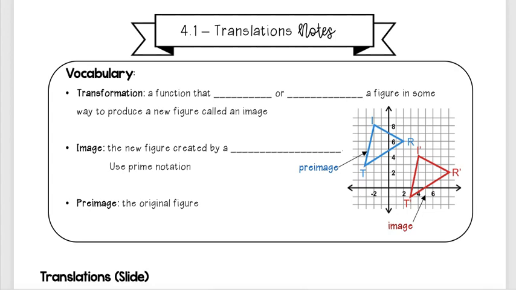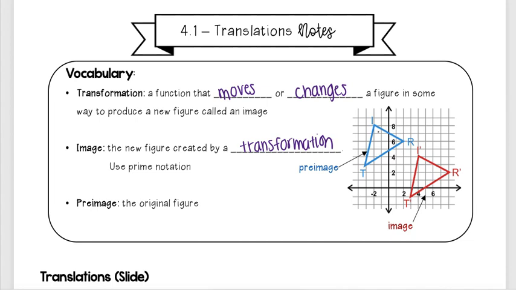But first, we're just going to go over some vocabulary for our transformation. So a transformation is a function that moves or changes a figure in some way to produce a new figure called an image. And an image is the new figure created by a transformation, where the pre-image is the original figure.